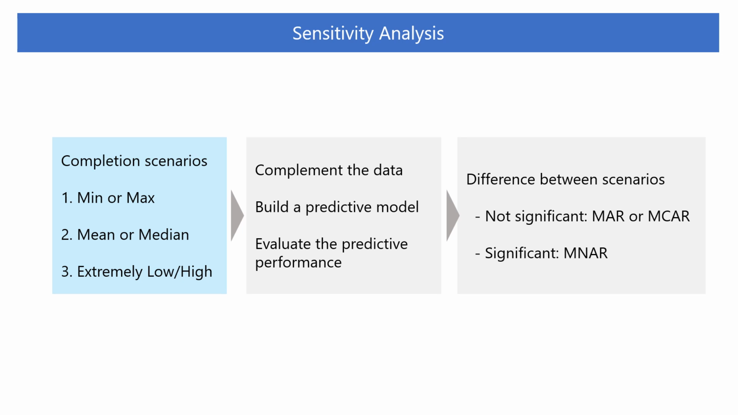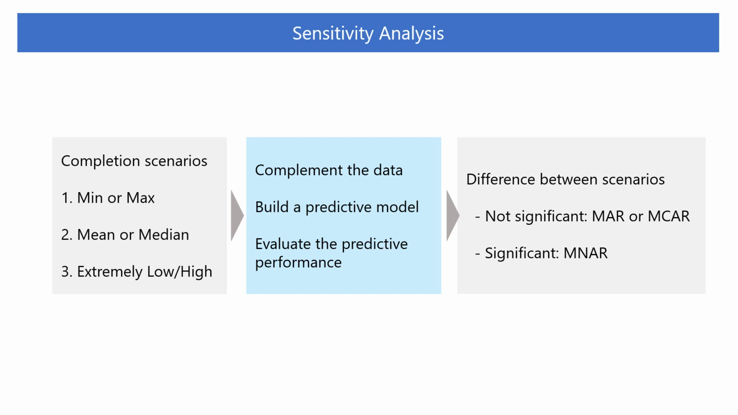First, set up multiple completion scenarios. For example, in scenario 1, the missing data are complemented, assuming extreme cases such as being biased toward the minimum or maximum value. In scenario 2, missing values are complemented with the mean or median of the data, or by regression completion based on other variables. In scenario 3, missing data are complemented with the most conservative assumptions. For example, set the missing values extremely low or high.